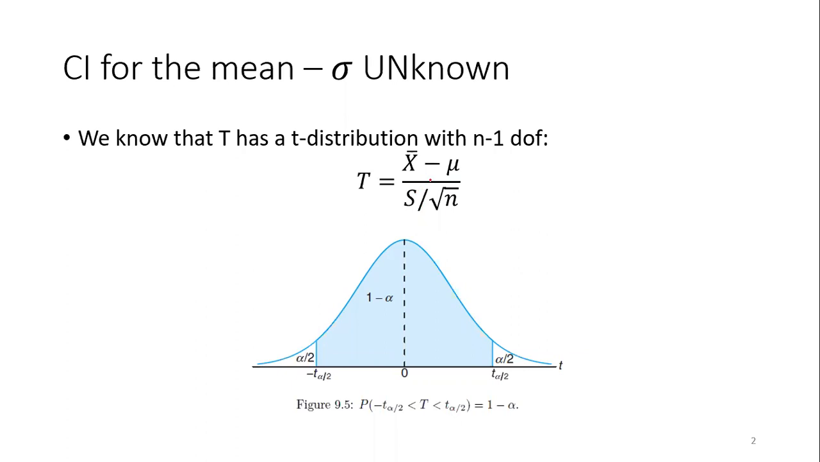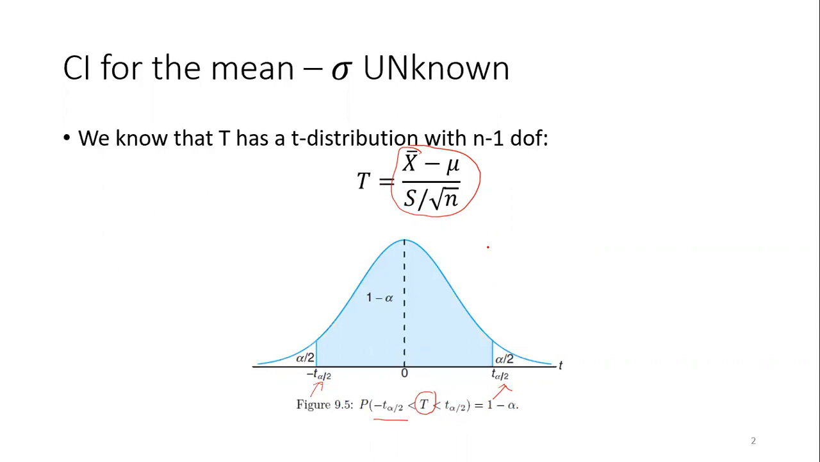We see that when sigma is not known, we just plug in s instead of sigma, and the resulting random variable x bar minus mu divided by s divided by root n is a t random variable. Okay, so just like we did for the case of the normal distribution, we can just write the random variable t is between minus t sub alpha over 2 and t sub alpha over 2. Okay, so the probability that t is between here and here is equal to 1 minus alpha.